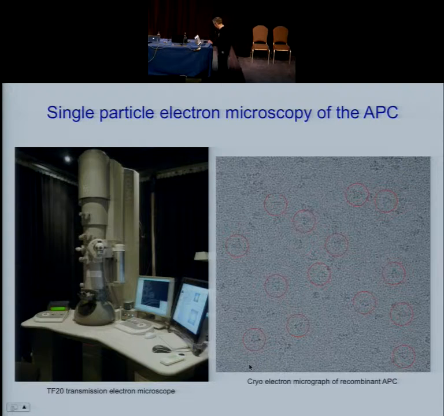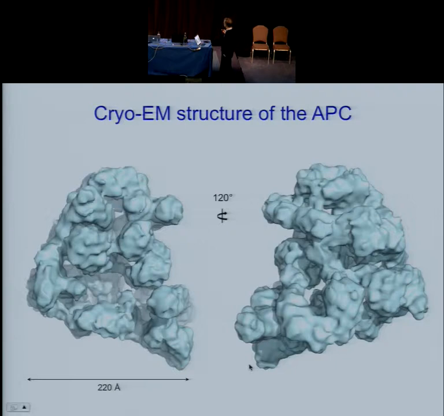And this shows two views of the human APC from endogenous sources. It shows the APC forms a triangular structure measuring about 250 angstroms in its longest dimension. The structure has a very open, lattice-like architecture with very well-defined rod-like features and also curved tubular features. Some of these correspond to the TPR superhelices.